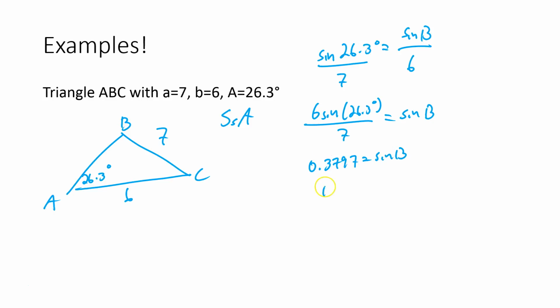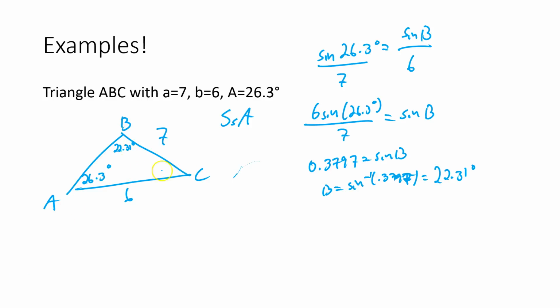Now to find B, I'll have to do sine inverse of that value I just got. So 0.3797. And this will work because that's less than 1. So if I do sine inverse of that value, I get 22.31 degrees. So that'll go right here, 22.31 degrees.